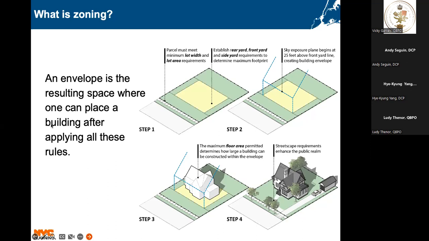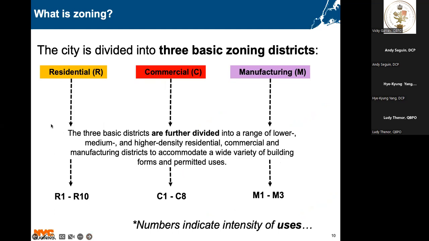So just in terms of use, the city is essentially divided into 3 zoning categories. You have residential, or R, commercial, or C, and manufacturing, or M. And those are further divided into a range of lower, medium, and high density districts to accommodate the wide range of uses and building form that we see citywide.